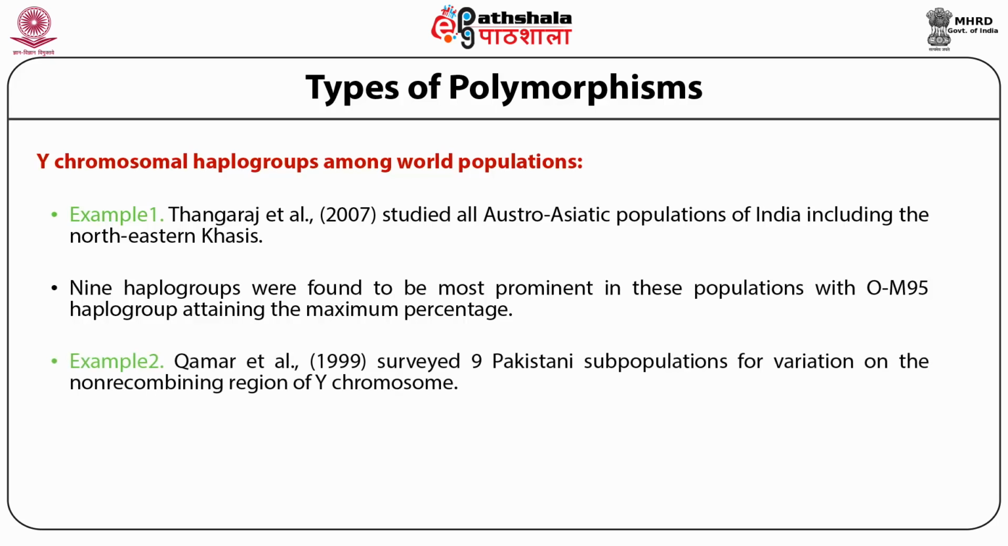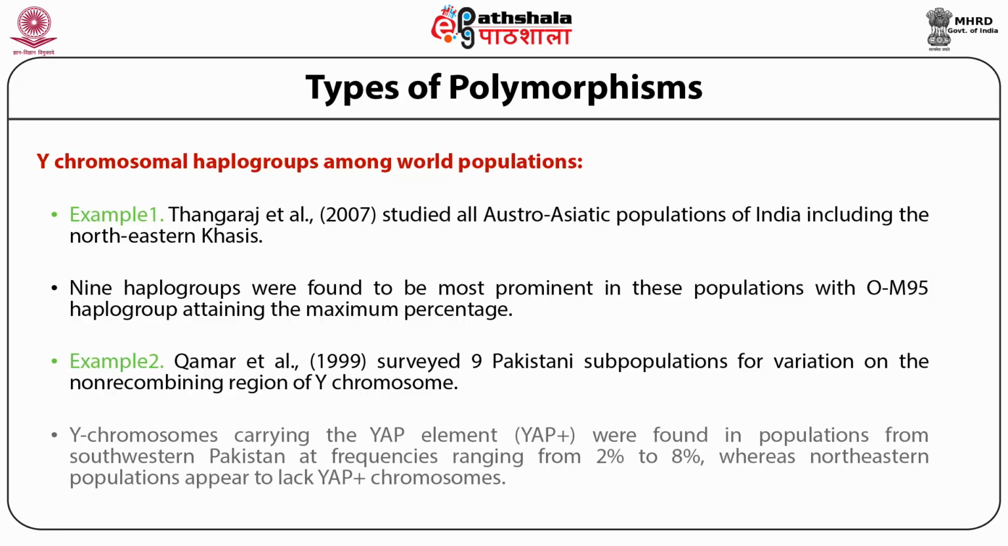Now we take another example reported by Kumar et al., 1999, who surveyed 9 Pakistani subpopulations for variation on the non-recombinant region of the Y chromosome. The polymorphic sites examined were the YAP, 5 SNPs, and the tetranucleotide microsatellite DYS19. Y chromosomes carrying the YAP element, that is YAP plus, were found in populations from southwestern Pakistan at frequencies ranging from 2 to 8%, whereas northeastern populations appear to lack YAP plus chromosomes.